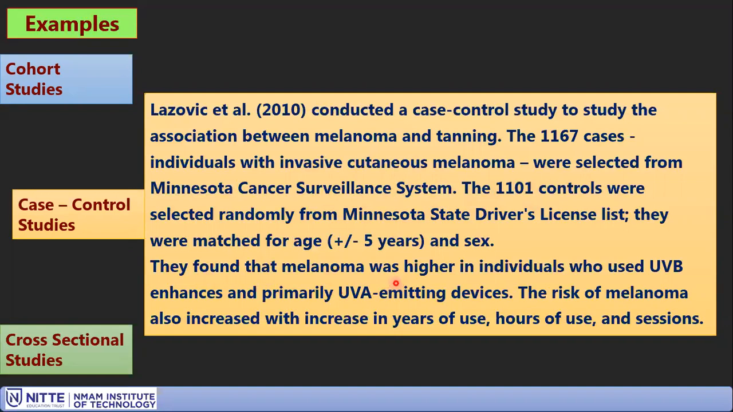They found that melanoma was higher in individuals who used UVB enhancers and primarily UVA emitting devices. The risk of melanoma also increased with increase in years of use, hours of use, and sessions. So you can see that in this particular case, they started with the cases and controls, then traced back their history related to tanning or tanning creams and the anti-tanning chemicals they used.